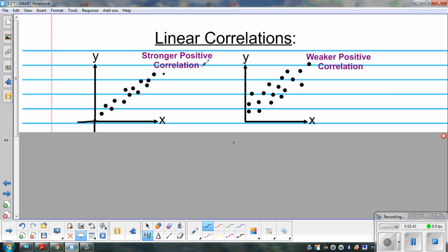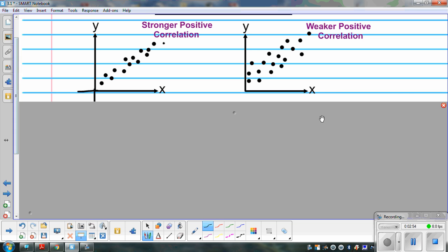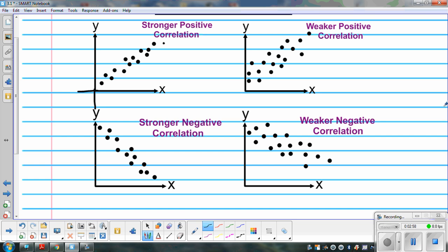So take a moment to draw both a strong and a weak positive correlation. Once you have those two examples down, I would like you to draw a strong negative correlation and a weaker negative correlation. So instead of rising, this one would be falling. And when you draw your dots, they're kind of close together, but they are going in a descending, like a negative slope. A weaker negative correlation, it still looks like it's going down, but the points are much more spread apart than they are on the stronger one.